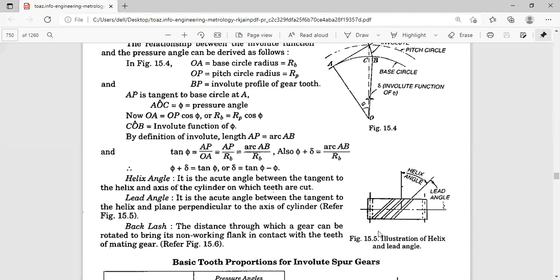So this is the helix which is cut on the tooth of a gear, and this is the tangent. So this is the tangent to the helix and the axis of the cylinder. What is the axis of the cylinder? This is the axis of the cylinder and this is the tangent. Just try to see the terminology, you can understand. This is also the angle between the tangent to the helix and the normal, or plane perpendicular to the axis of the cylinder. So that is very important.